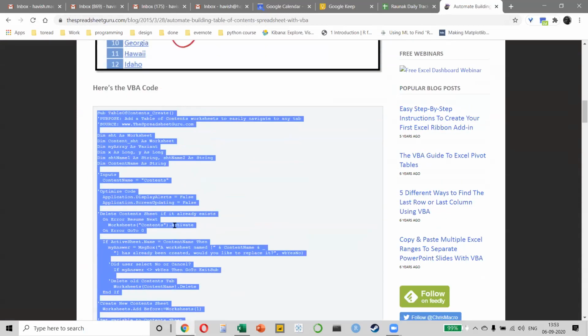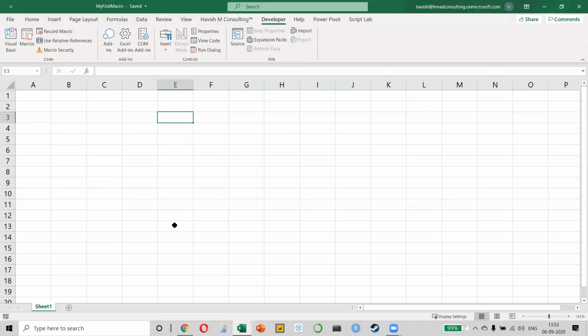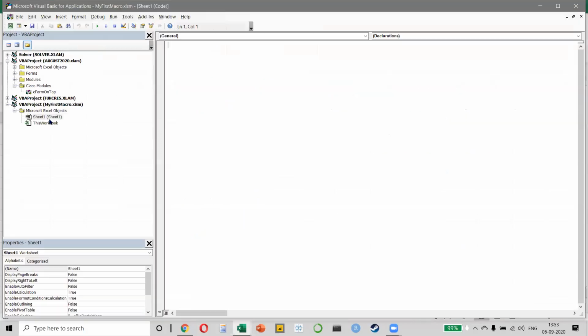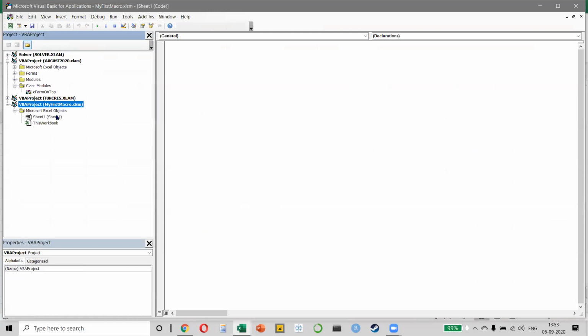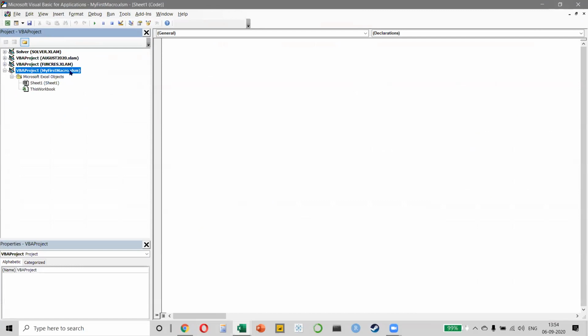Okay. Control C. We come back to Excel. Now the question is, where do we paste it? Very simple. We have the developer tab and on the left side, we have Visual Basic. So when I click on this, a window like this will open. What is it showing you right now? It is showing you that we are working on a workbook called My First Macro, which has 1 sheet in it and 1 workbook, obviously.